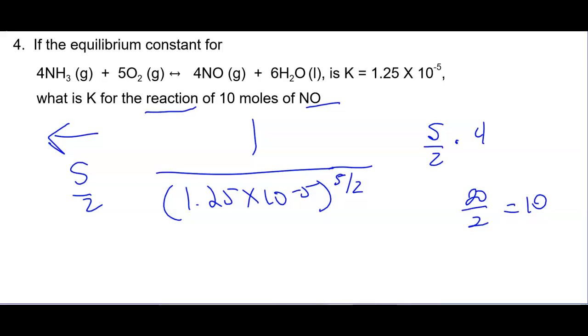1.25 times 10 to the negative 5th raised to the 5/2 power, and then take the reciprocal. And I get 1.81 times 10 to the 12th. Again, I would do this on your calculator. Make sure you understand how to use your calculator properly to get the right answer.